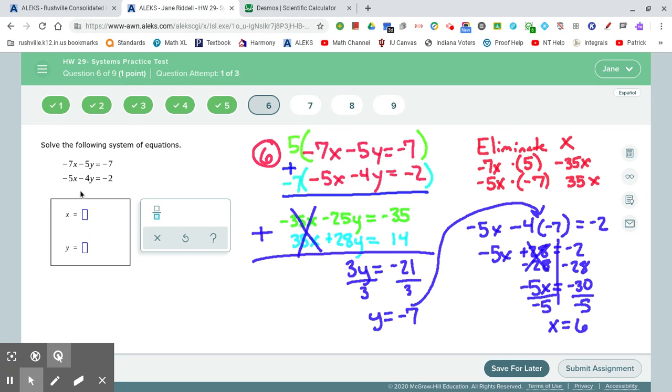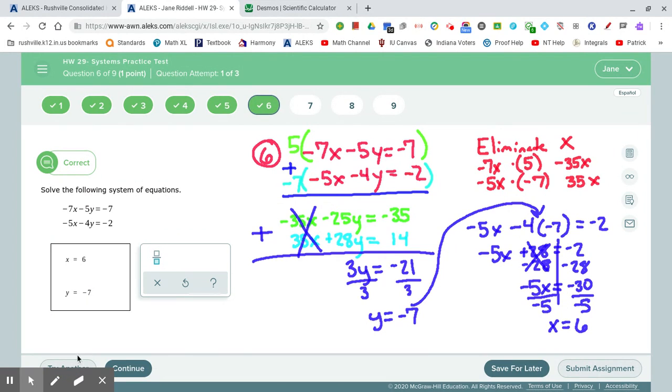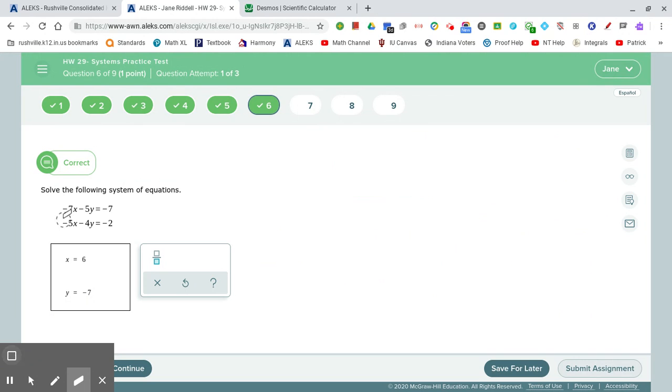All right, so I type in that x is positive 6, and my y is equal to negative 7. I'll check my work on my homework, make sure that I'm right, and again, if I'm wrong, go back, find your mistakes, and fix it.